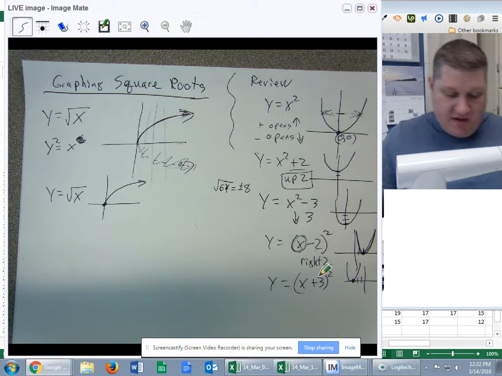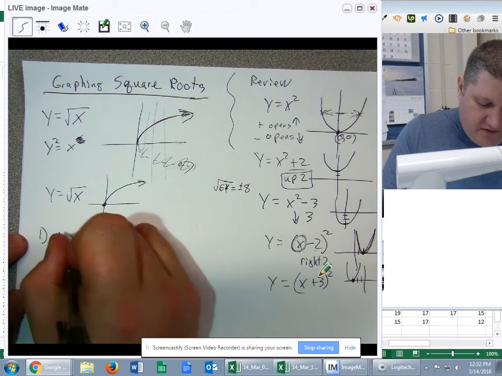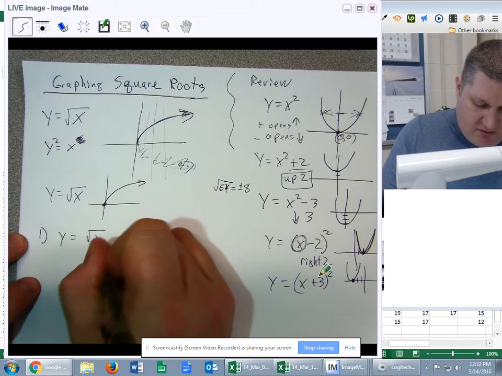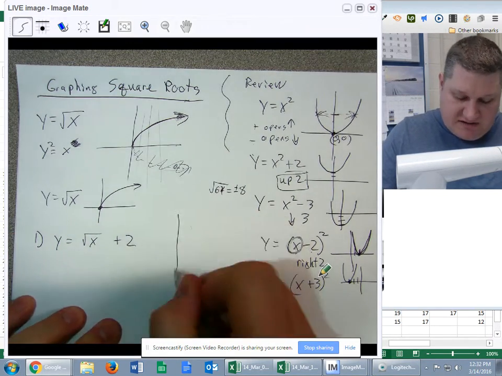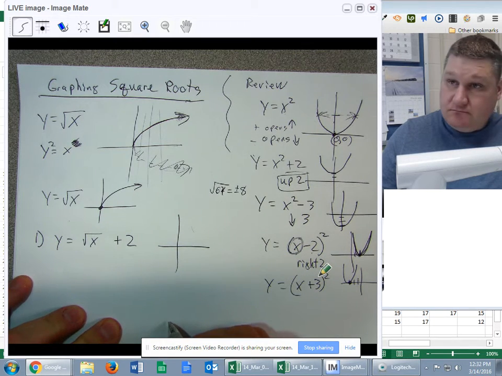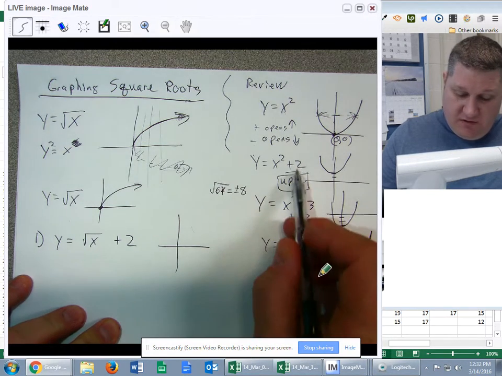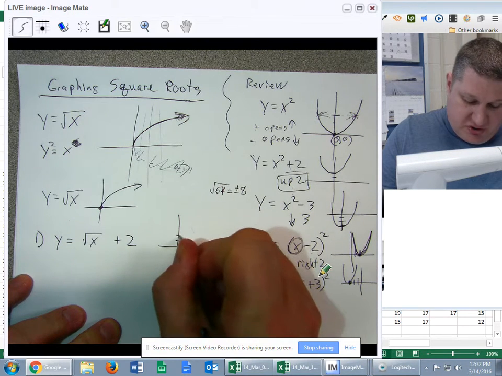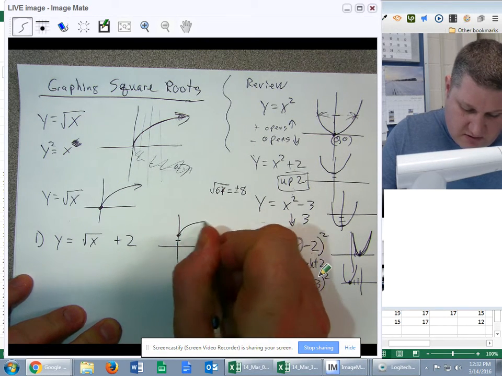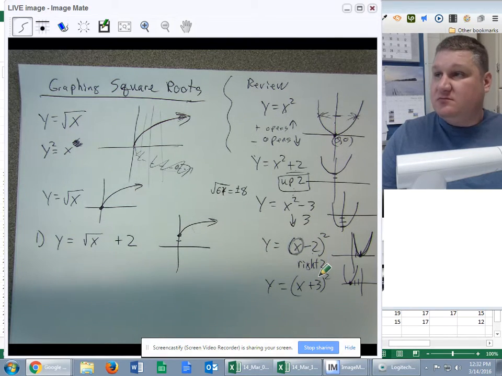I want to know, number 1, y equals the square root of x plus 2, and the plus 2 is outside the square root. What does it look like? What do you think it does? Up 2. 1, 2. So instead of starting at 0, you just scoot it up 2.